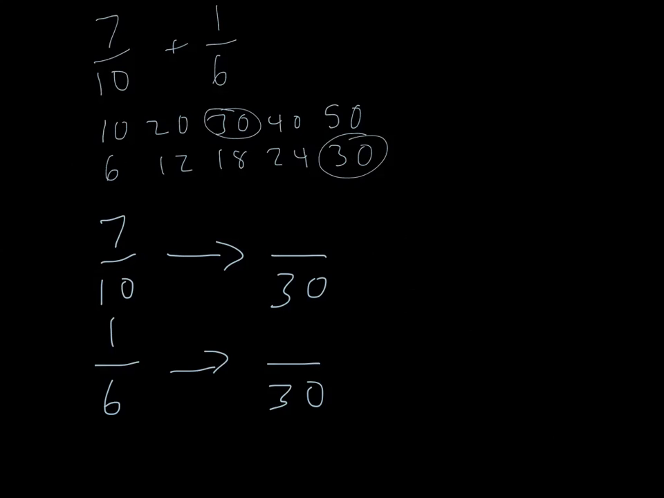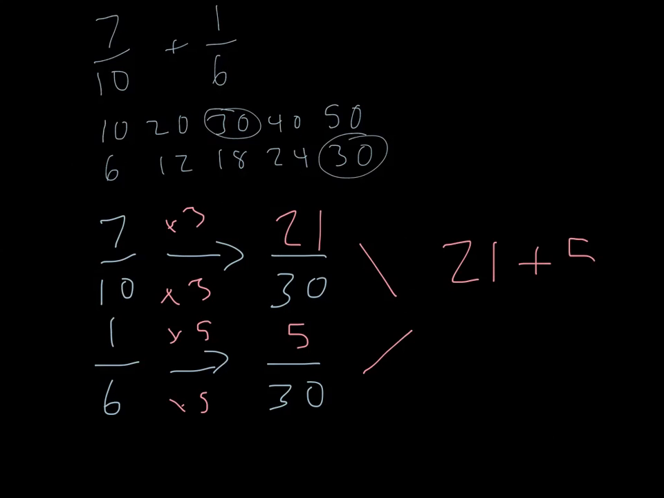So I multiplied it by 3. So I have to do the same thing to the numerator. What's 7 times 3? 21. 6. What did I do to the 6, Shahad? Times 5. And I could just count my multiples over. 1, 2, 3, 4, 5. I multiplied by 5. Times 5. That gives me 5. So my next step, 21 plus 5 over 30.